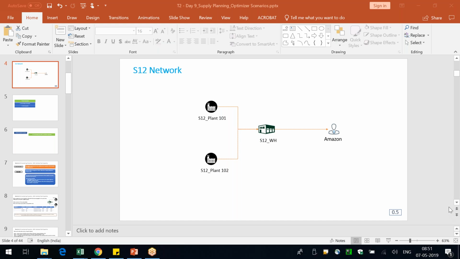Okay. And in one of the sessions, you told the optimizer respects the MOT types. Yes, mode of transport.